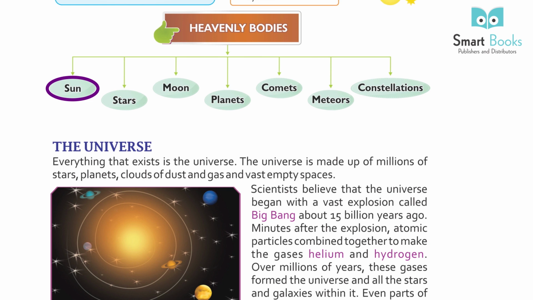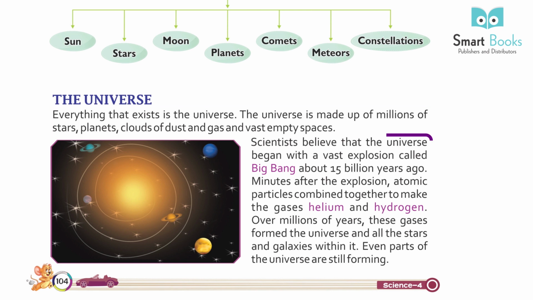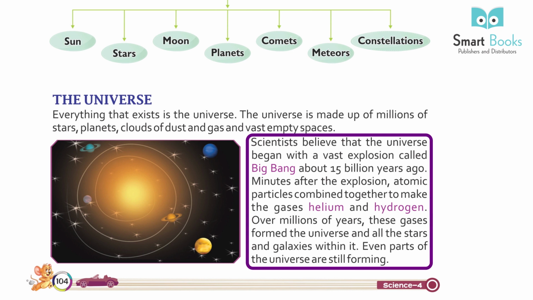Heavenly bodies: Sun, stars, moons, planets, comets, meteors, constellations. The universe. Everything that exists is the universe. The universe is made up of millions of stars, planets, clouds of dust and gas in vast empty spaces. Scientists believe that the universe began with a vast explosion called the Big Bang about 50 billion years ago. Minutes after the explosion, atomic particles combined together to make the gases helium and hydrogen over millions of years. These gases form the universe and all the stars and galaxies within it. Even parts of the universe are still forming.